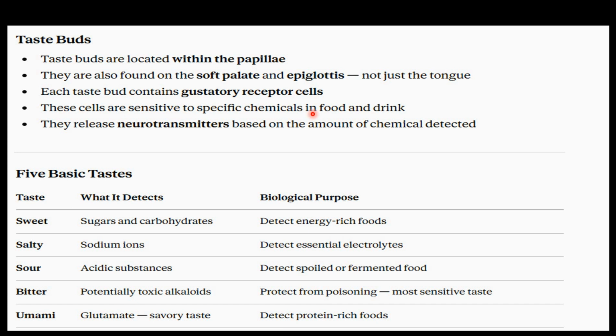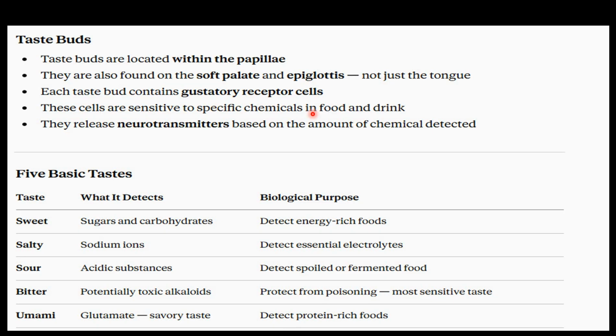Each taste bud contains gustatory receptor cells. These cells are sensitive to special chemicals in the food and drink. Then they release neurotransmitters based on the amount of chemical detected. Now if we have to conclude, the 5 basic tastes are sweet, salty, sour, bitter, umami. Okay, so there are 3 columns.